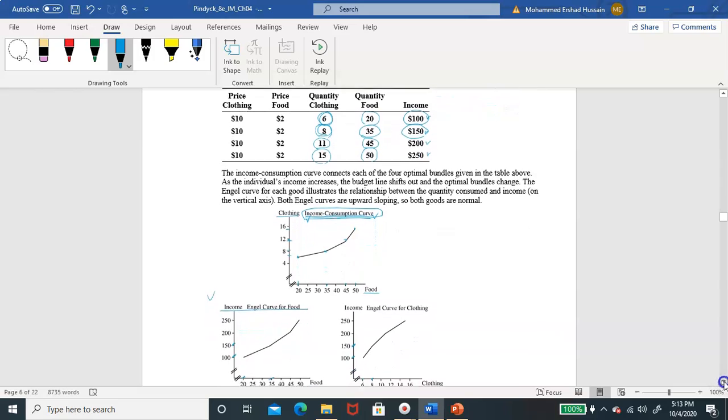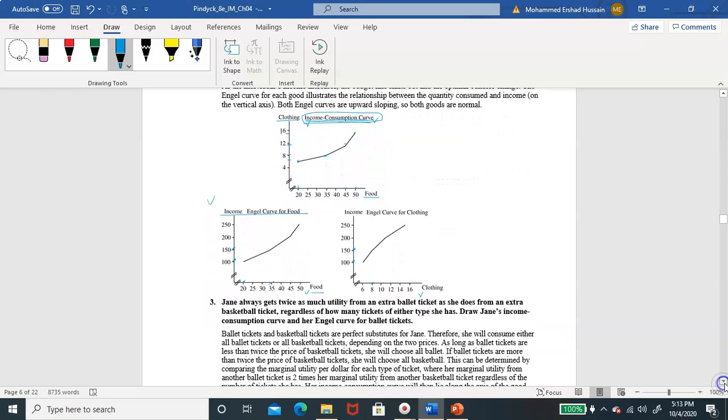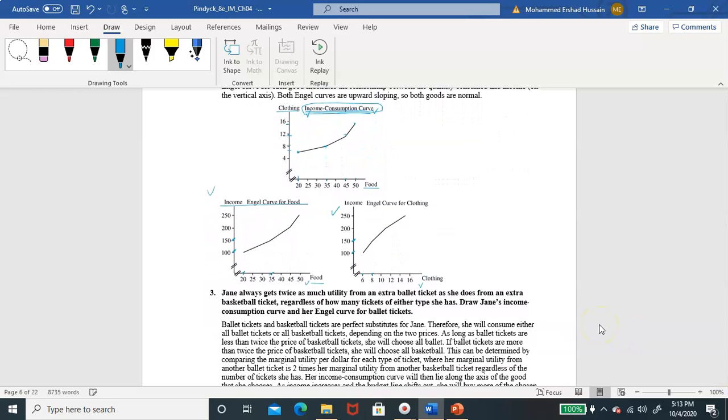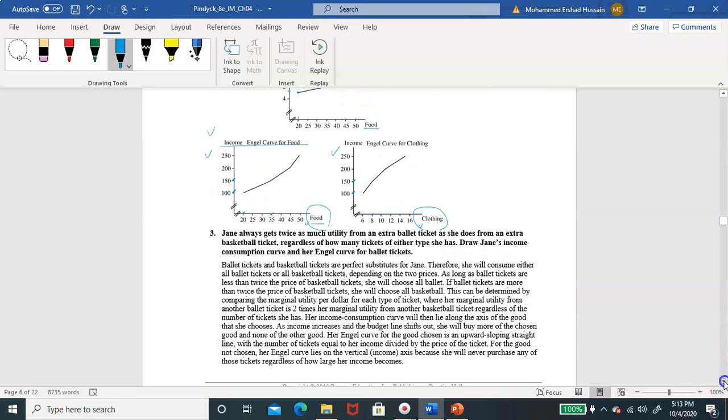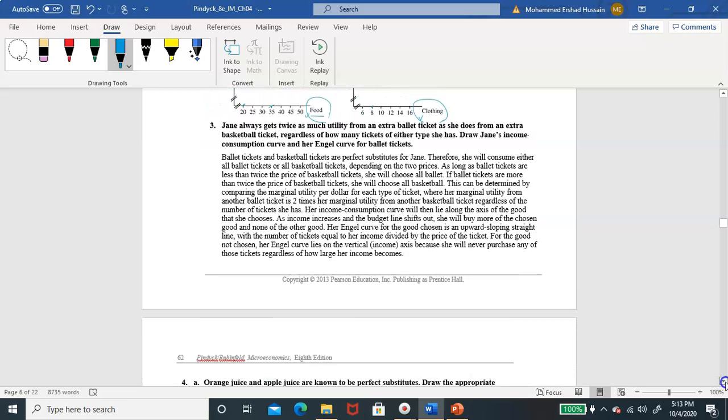For the Engel curve, income always will be on the vertical axis, both here and here. For the food Engel curve, we measure food on the horizontal axis. For the clothing Engel curve, we measure demand for clothing on the horizontal axis, right?